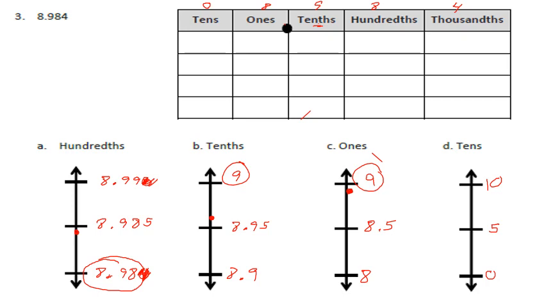Now if I look at my ones, I have 8 ones. There's 5, 1, 6, 7. So we know 8 ones would be right about here. We're above the halfway mark, so we would round to.